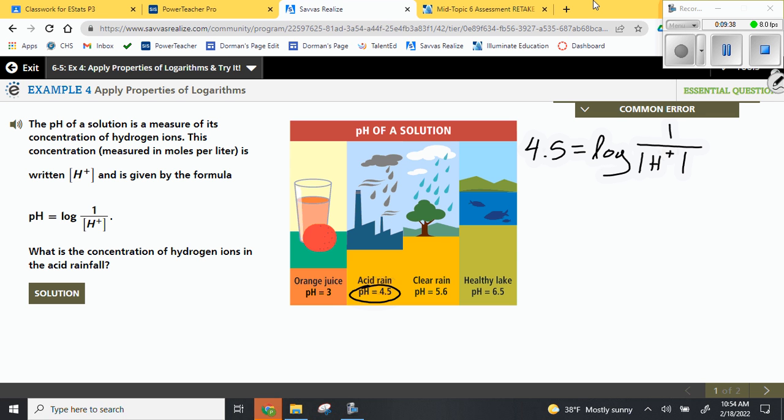All right. So the first thing I need to do is write it as 2 logarithms. So I'll write this as log base 10 of 1 minus log base 10 of the absolute value of H plus, okay? 10 to what power is 1? 10 to the 0 power is 1, right? So log base 10 of 1 is 0.